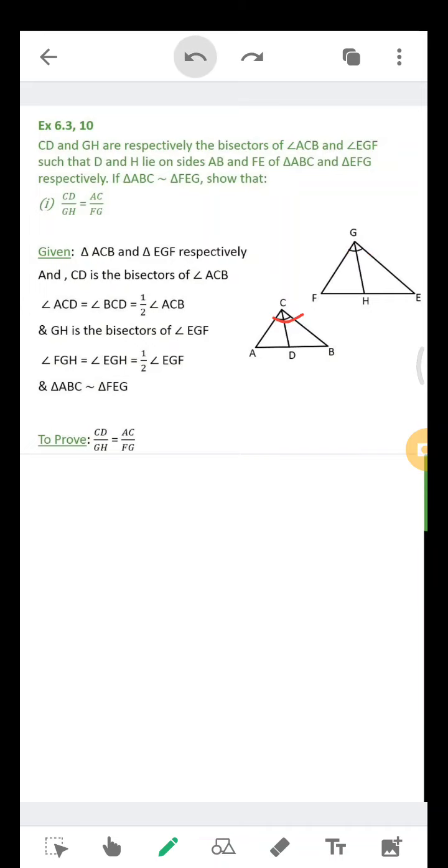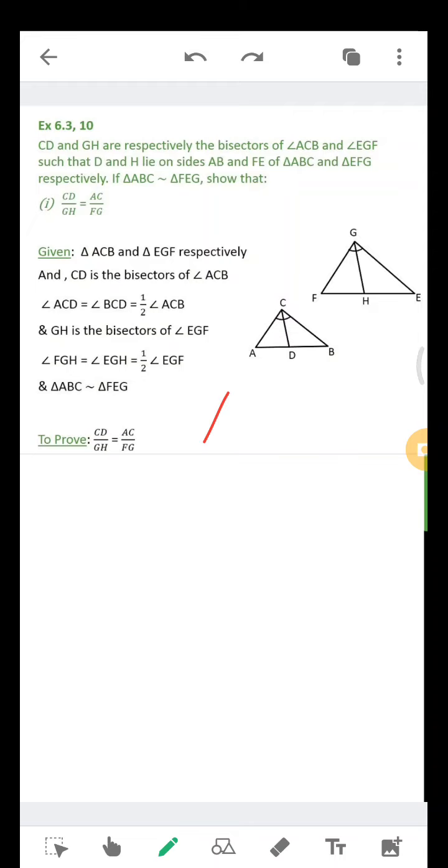You know what is the meaning of bisector, what the bisector does to an angle. A bisector divides the angle into two equal parts. When CD is bisecting ACB, I can say angle ACD will be equal to BCD. Both will be equal, or I can say ACD is half of the whole.